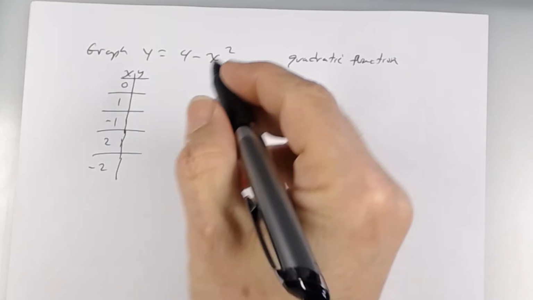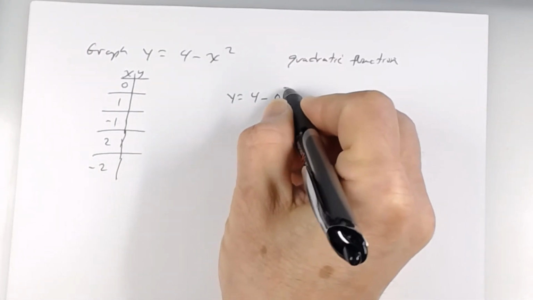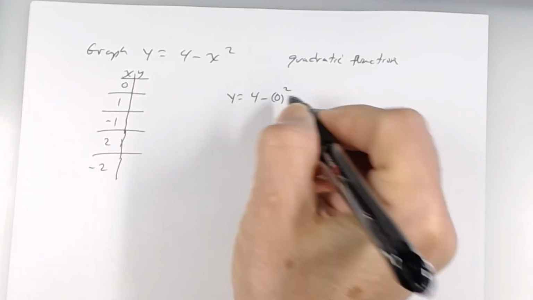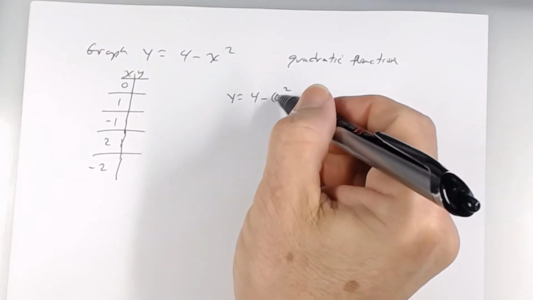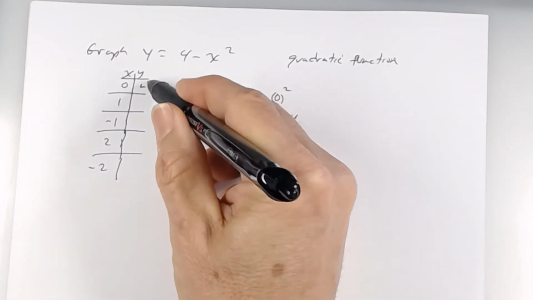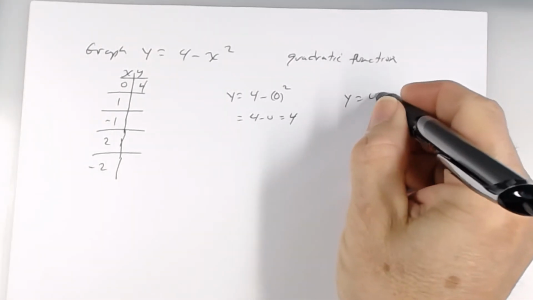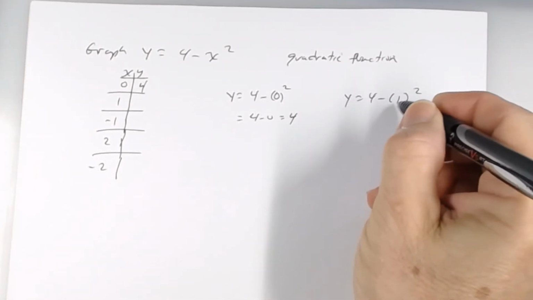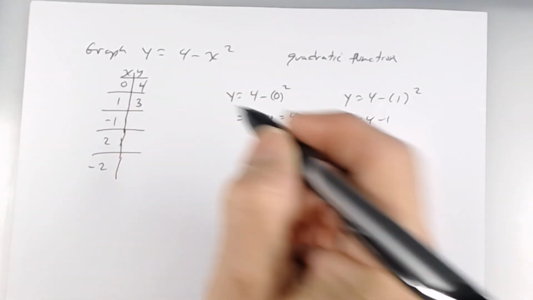All right, so if x is 0, I get y equals 4 minus 0 squared. If you want to put parentheses, you can. It does not matter, but you do need them for the negative x's. What's 0 times itself? So 4 minus 0 is 4. All right, so I found a point on the parabola. If x is 1, I get y equals 4 minus 1 squared. What's 1 squared? And what's 4 minus 1? 3. I get 1, 3.